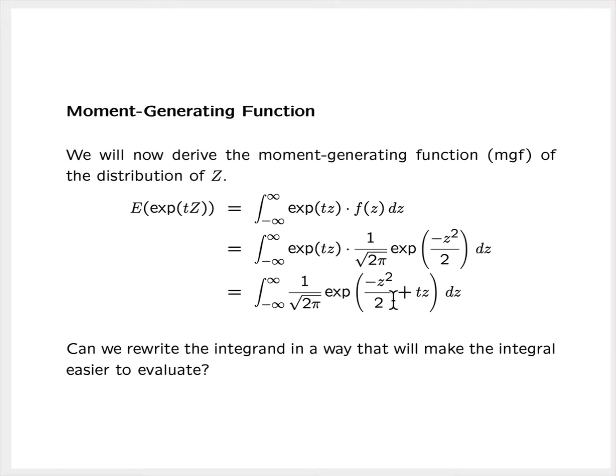Remember that when you multiply two bases raised to exponents, when they have the same base, the exponents add. And so that's what we're doing here. Okay, so this expectation is equal to this integral, if we can somehow find a way to evaluate it. Now, the strategy we're going to use is to see if we can rewrite this integrand in some way that will make it easier to integrate.